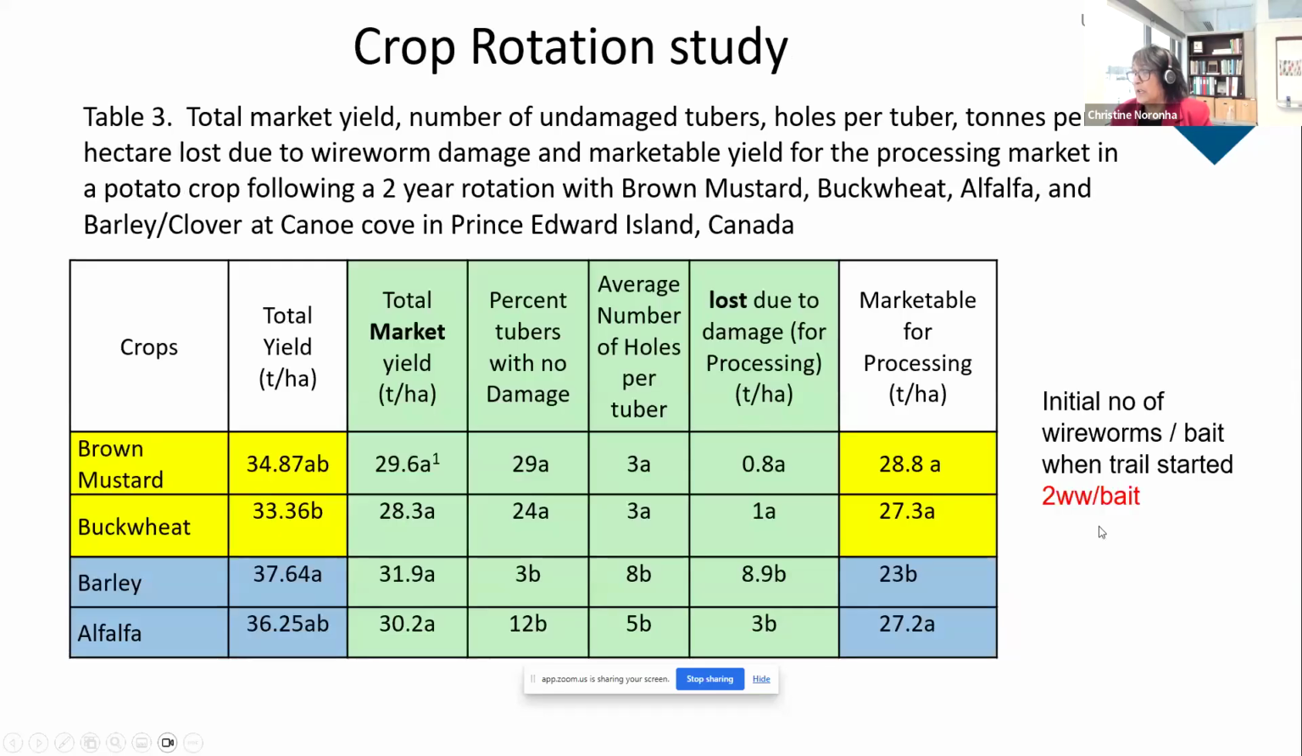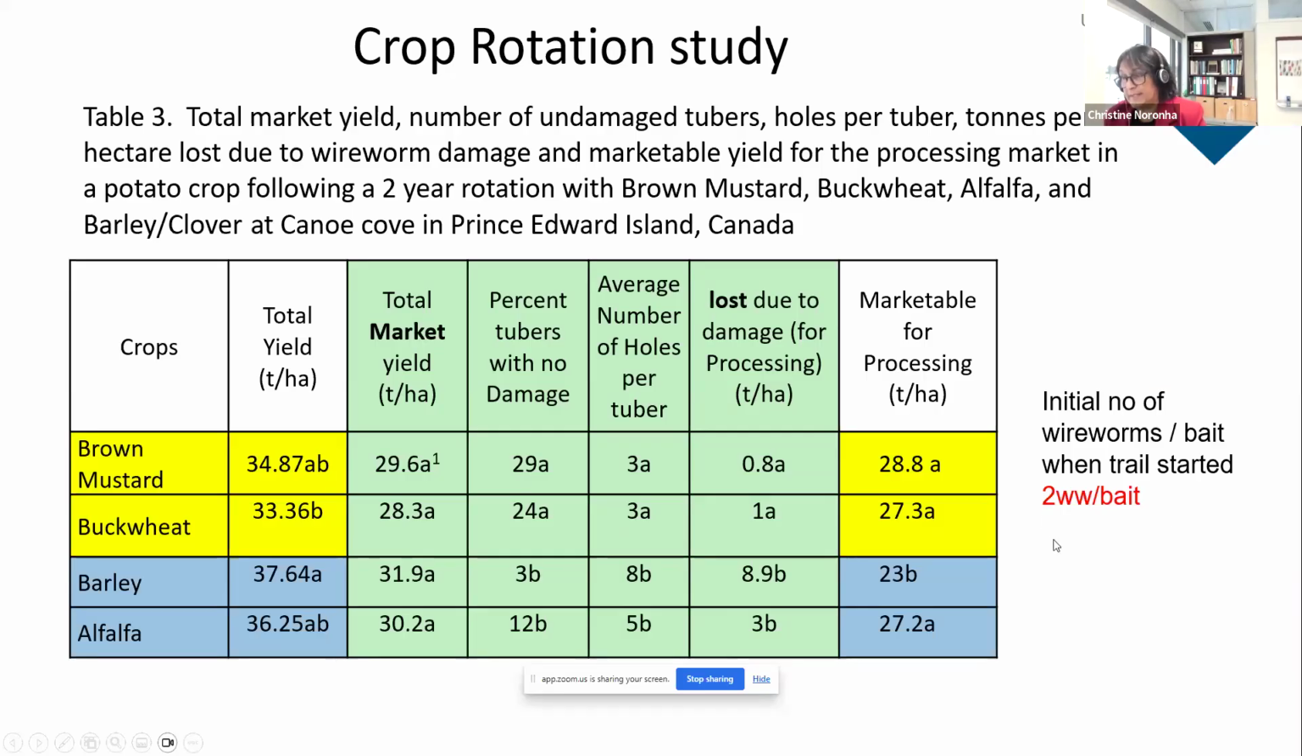In our third field, which had 2 wireworms per bait, which is considered the threshold, we found the same trend. The same trend was visible, where market tubers for processing was significantly higher, in tons per hectare. The holes per tuber were lower. So you can see that all 3 fields showed the same thing, and it didn't matter what your population was in that field. We did see a significant decrease in damage in all 3 fields.